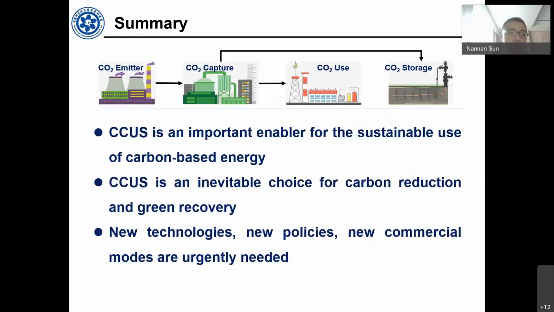And to summarize, we think that CCUS is an important enabler for the sustainable use of carbon-based energy. Actually, even in carbon neutrality, carbon-based energy is unavoidable, although the renewables will be very important. And also, CCUS is an inevitable choice for carbon reduction, and particularly for the green recovery from COVID-19. But new technologies, new policies, and new commercial modes are urgently needed for further development of CCUS. It is still a young technology. It is far from maturity. It will need help from factors other than technology.